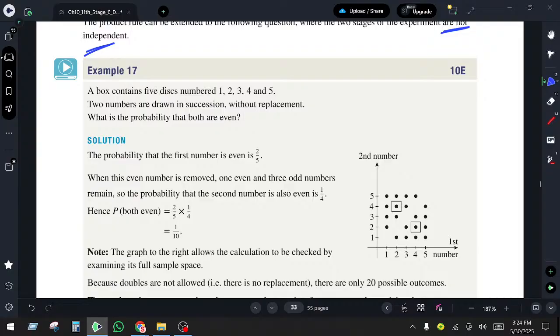A box contains 5 discs numbered 1, 2, 3, 4, and 5. Two numbers are drawn in succession without replacement. What is the probability that both are even?